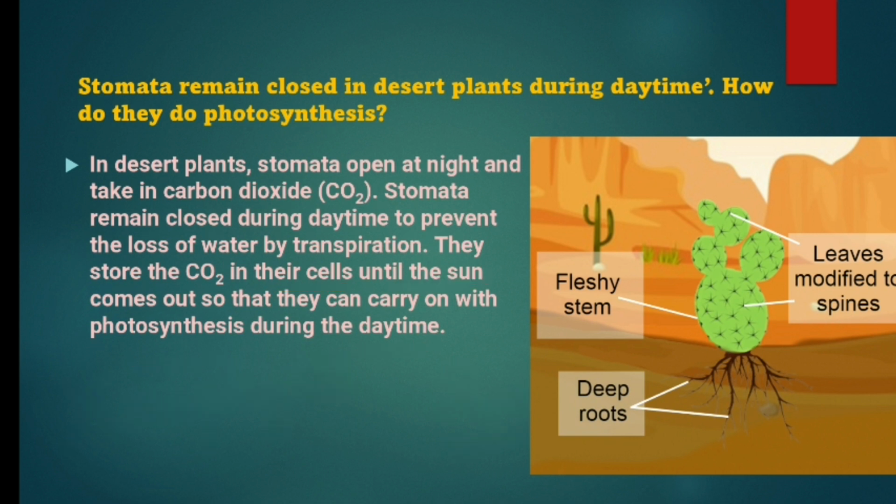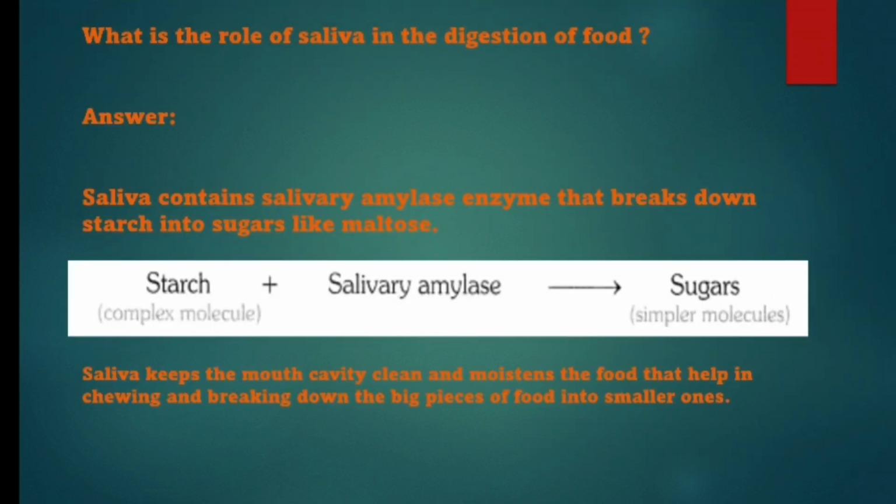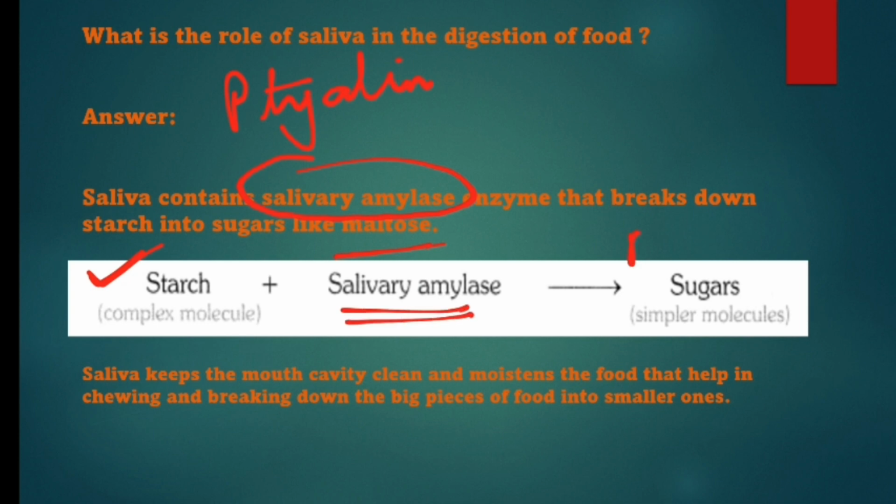Moving down to the next question: what is the role of saliva in digestion of food? Saliva, as you all know, contains the enzyme salivary amylase, which is also known as ptyalin. This is an enzyme that helps in the breakdown of starch into simple sugar like maltose. Starch is a complex sugar. With the help of salivary amylase, it is broken down into simple sugar like maltose, which is easily digestible.